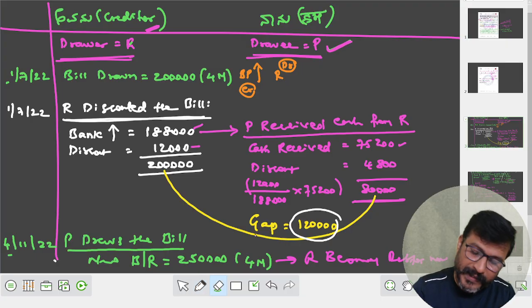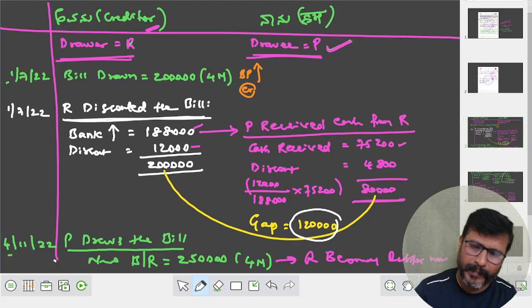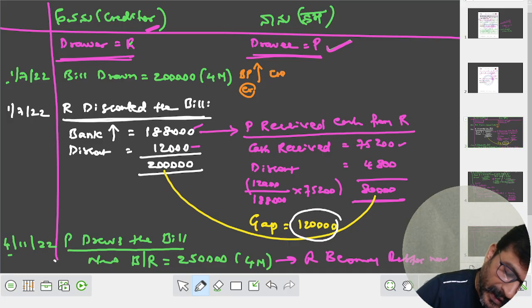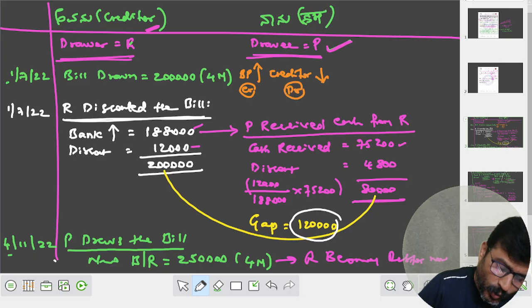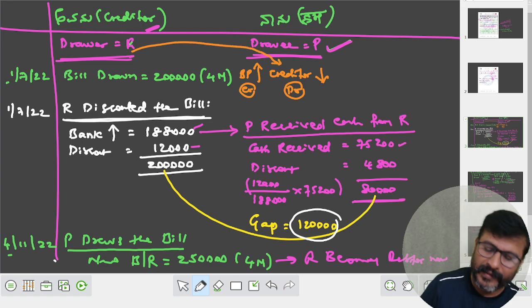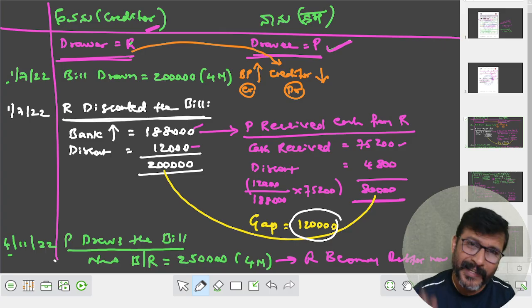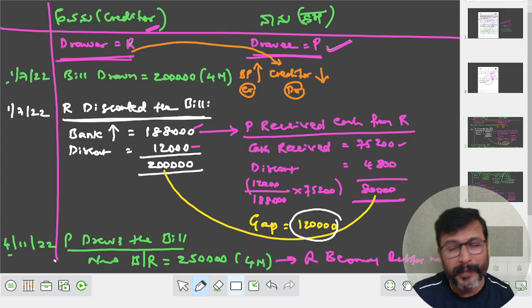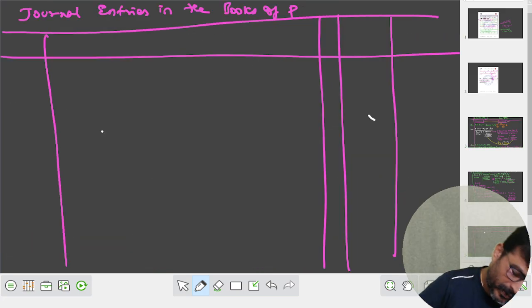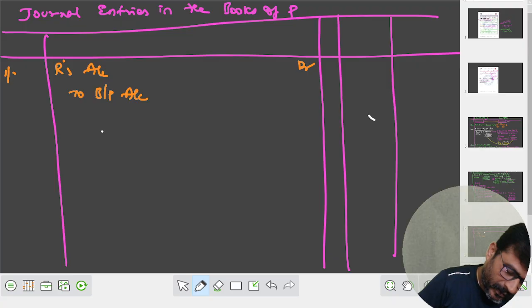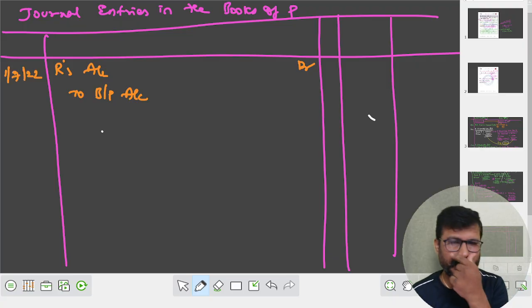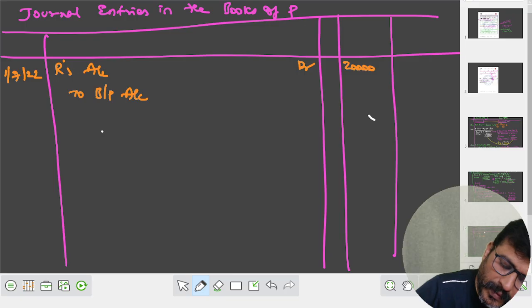When we accepted a bill, BP increased and the creditor decreased. Creditor is to be debited. Now who is the creditor? Creditor is R. Journal entry will be: R's account debit to bills payable account. This bill was drawn on when? 1st July 2022. It is drawn for what amount? 2 lakhs, right?